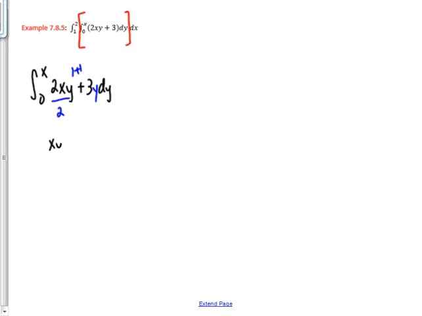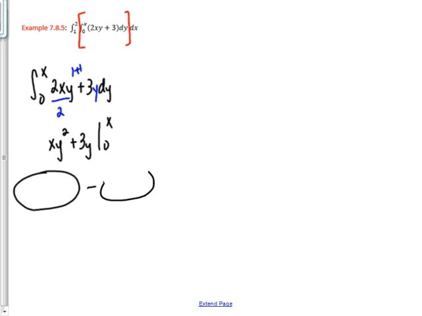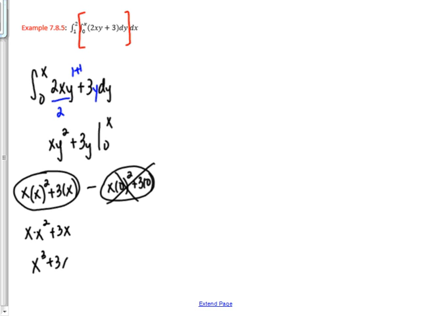So this ends up as xy squared plus 3y from 0 to x. Okay. So now you integrated y, plug in for y. So x squared plus 3 times x, and then zeros here. X times 0 squared plus 3 times 0. So that one goes away. And so this one I'm left with x times x squared plus 3x, or x cubed plus 3x.